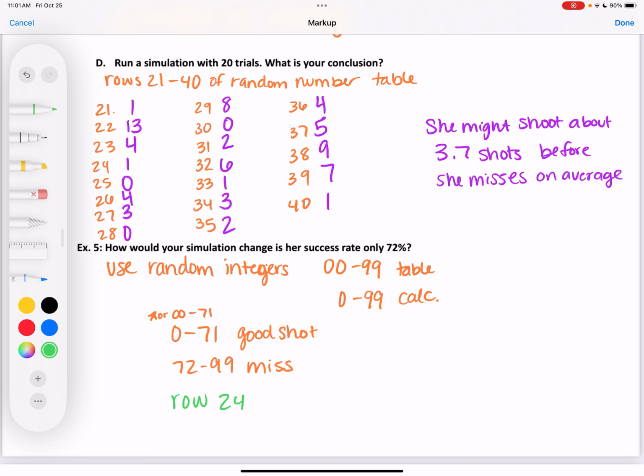So just be aware with this table in particular, because a lot of times they'll group them, that they're grouping an odd number of things. So you just keep going with the next number in the line if you have to. And why does this one have to be double digits? Because this is a success rate of 72%. The other one was 80, so it was an increment of 10. If it's anything other than an increment of 10, you pretty much have to use double digits, because we can't say like 7.2, obviously.